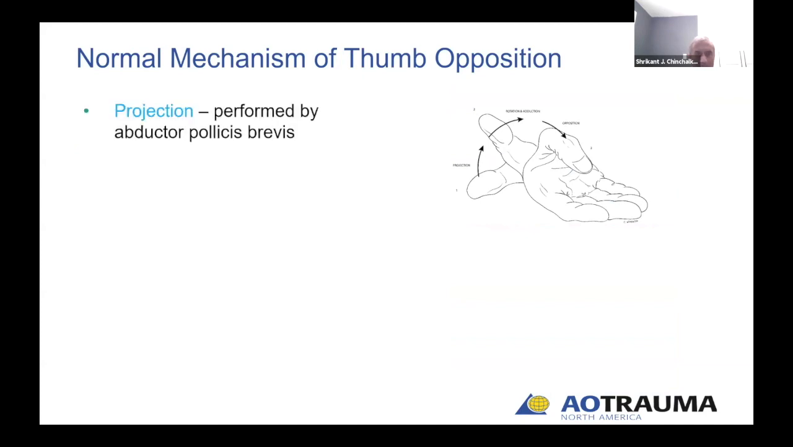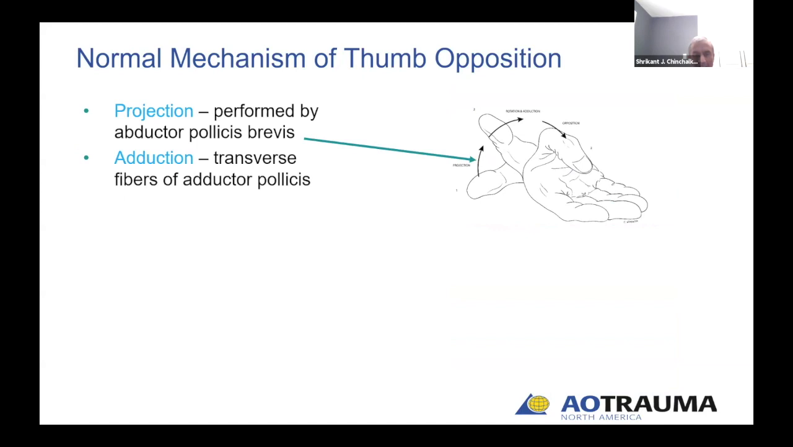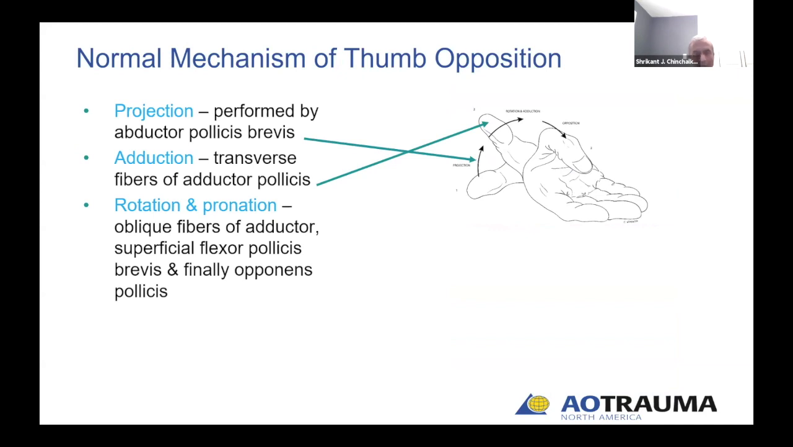So the first one is projection. The projection of the metacarpal over the trapezium is performed by abductor pollicis brevis. The second phase is adduction. So the transverse fibers of adductor pollicis will cause metacarpal adduction riding over the trapezium. And then the final phase of opposition is rotation and pronation, which is performed by the oblique fibers of the adductor muscle, superficial flexor pollicis brevis, and finally the opponens pollicis.